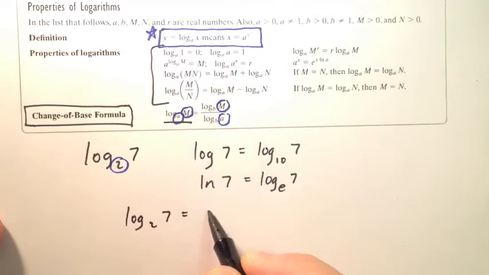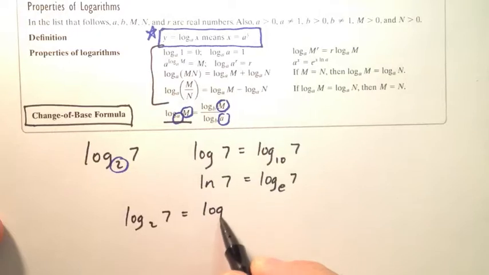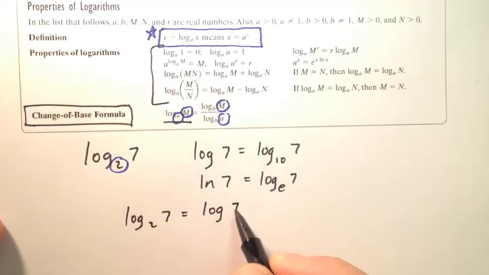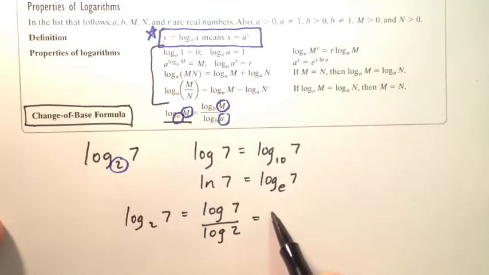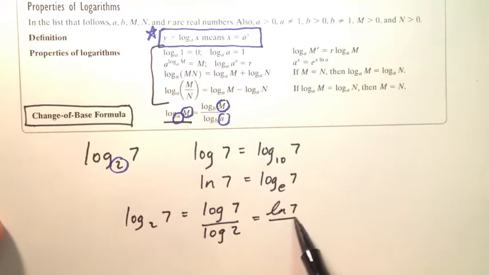So we're going to do both of those on the calculator. The argument 7 remains an argument in the numerator. The base 2 becomes an argument in the denominator. So log base 2 of 7 is either equal to the log of 7 over log of 2, or the ln of 7 over the ln of 2. So let's type those both into the calculator.